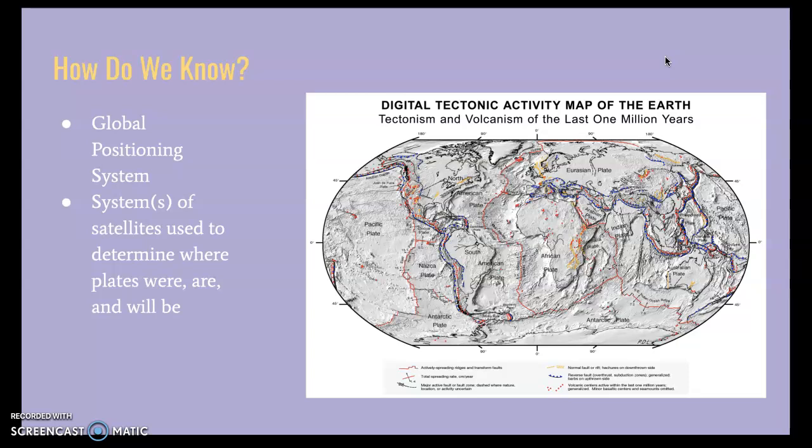So in here you see tectonism and volcanism of the last 1 million years, and you just see there's actively spreading ridges and transform faults, and you see spreading rates, which is in centimeters per year generally. So you can kind of see where the plates used to be, where they are now, and if they've shrunk, etc.